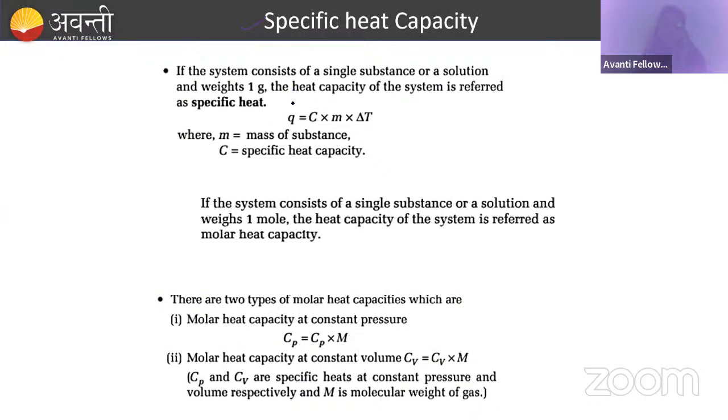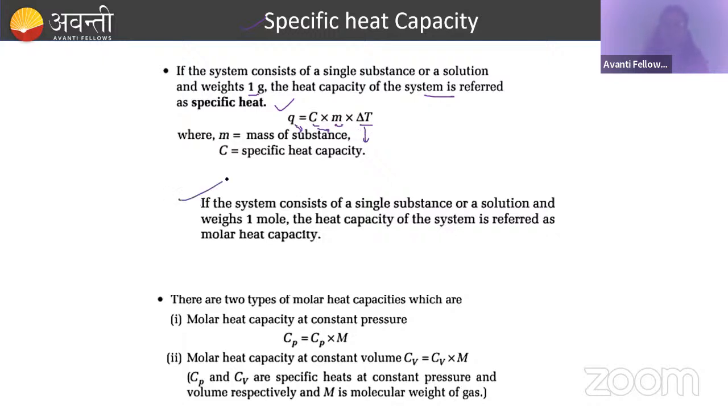So if a system consists of a single substance or solution whose weight is 1 gram, then the heat capacity of that given system is known as specific heat. So what is specific heat? Q is equal to C into M into delta T. What is C? The specific heat. What is Q? Heat. What is M? Mass of the substance. And what is delta T? It is the change in temperature.